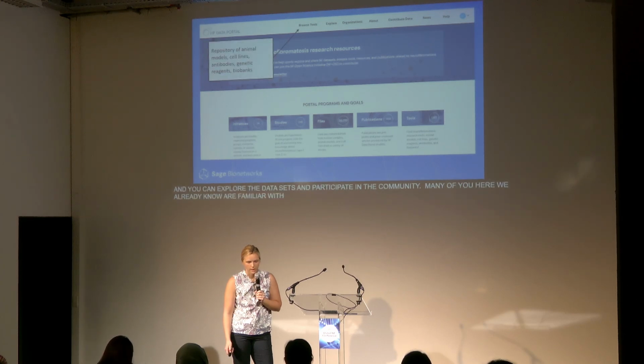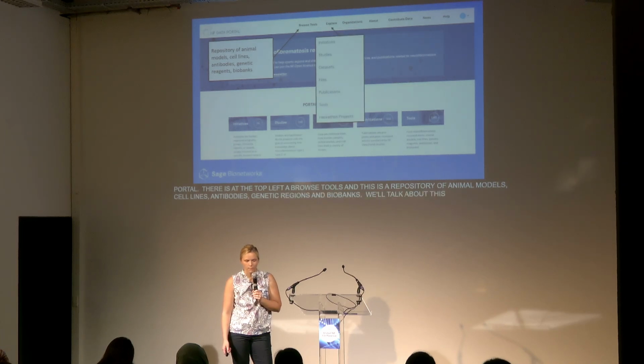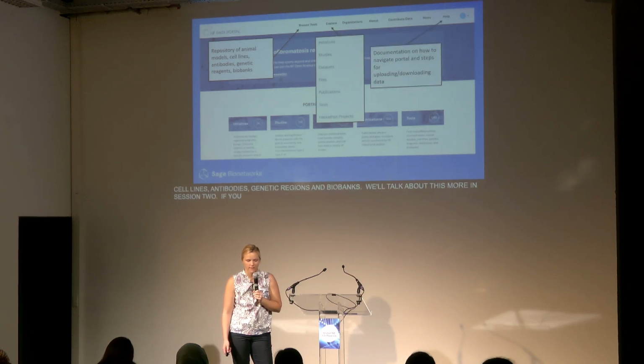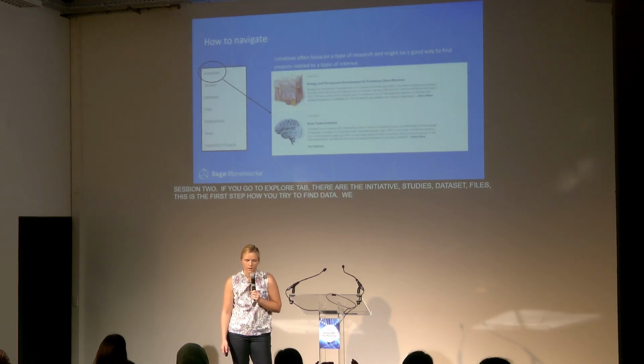Many of you here are already familiar with the NF data portal, but to get a view of it, this is the front page of the portal. At the top left is Browse Tools, a curated repository of animal models, cell lines, antibodies, genetic reagents, and biobanks. We'll be talking about this more in session 2. If you go to the Explore tab, there are the initiatives, studies, data sets, and files, so this is the first step to navigating to find data. We also have a help section, which is documentation.